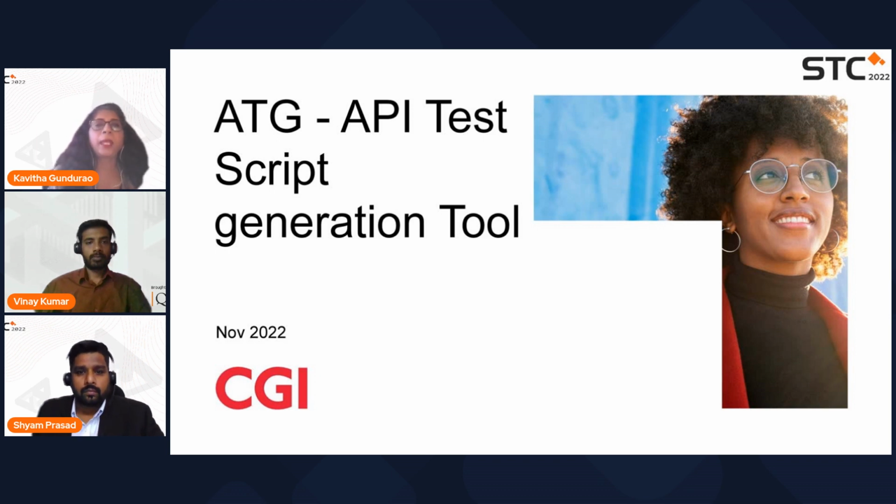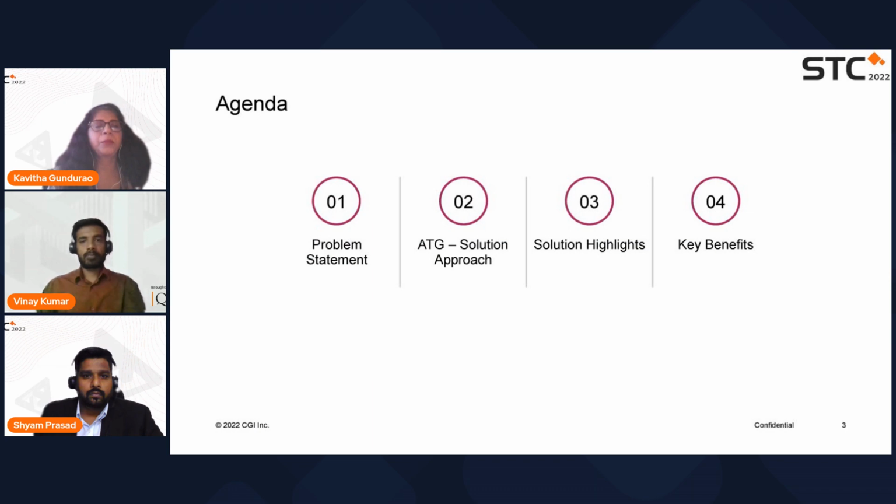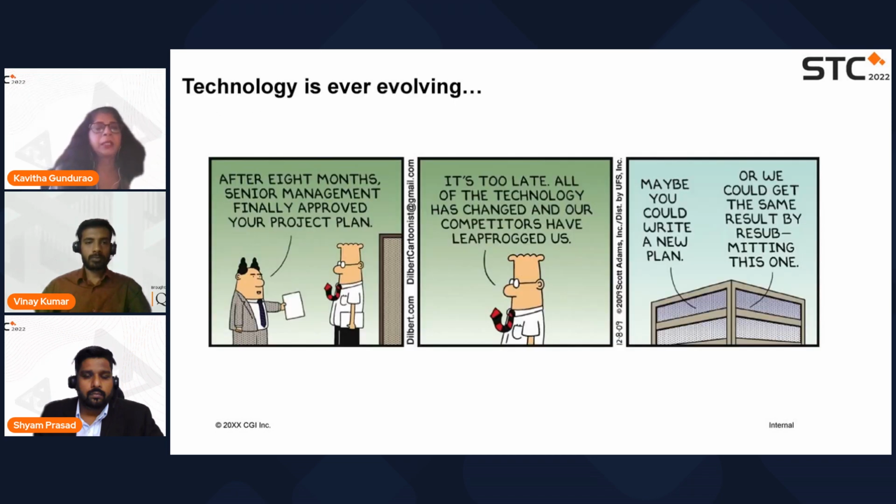The topic today is API test script generation tool. This is primarily from the production logs. So we will be quickly covering these items in this presentation. What are the problem statement and the challenges in launching a new API, and how does ATG come to the rescue here? What are the solution highlights followed by key benefits? These are the things that we will be discussing.